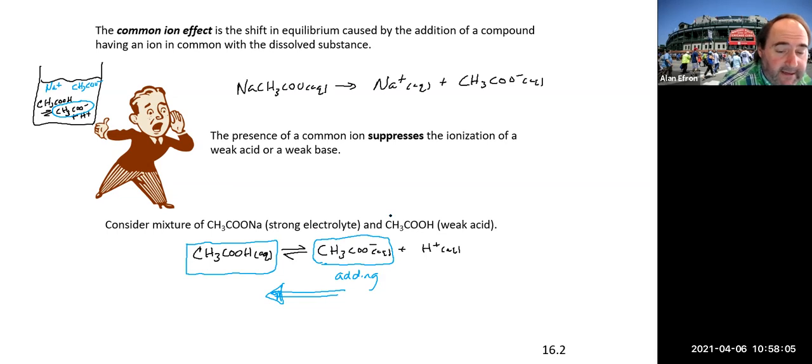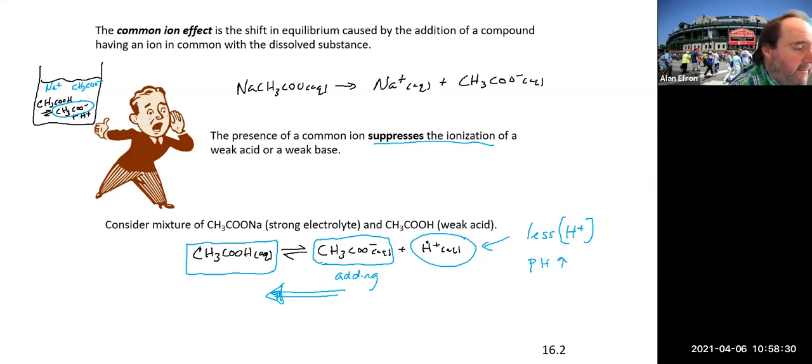And what does that mean? It means that it suppresses the ionization of it. When we have more of the acetic acid together, that means we will have less H+. Because we have less H+, we would expect the pH to go up a little bit, in comparison to if we had acetic acid in there by itself.